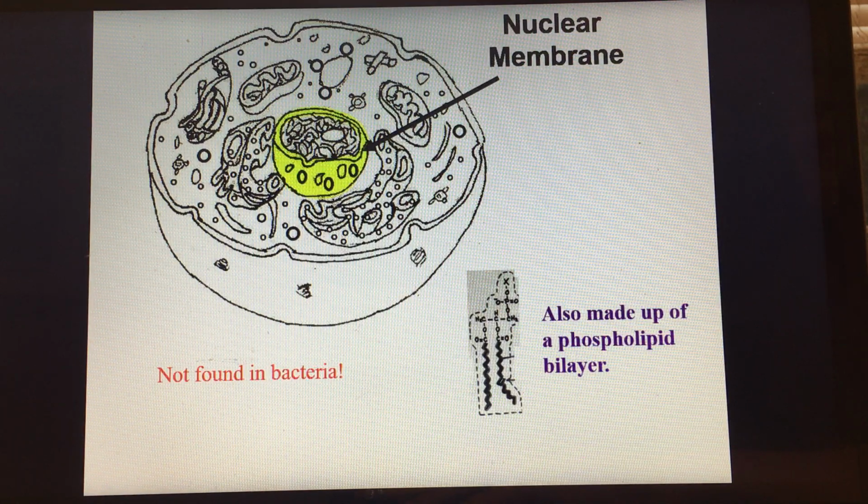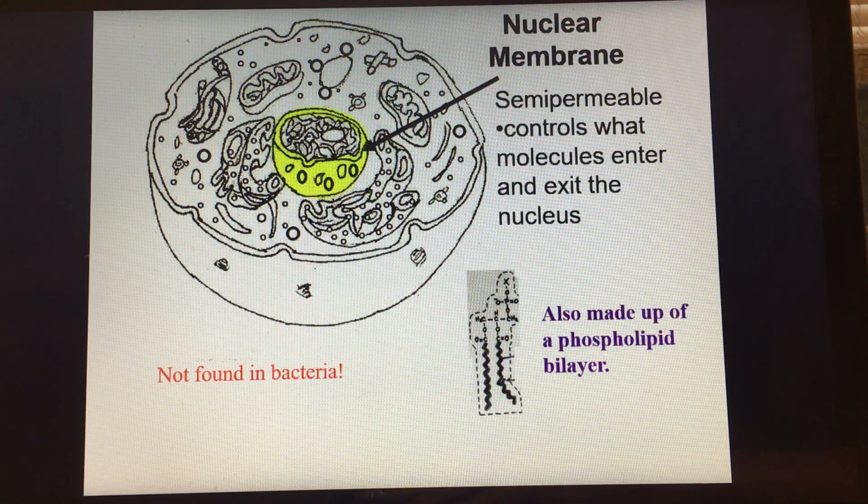So the nuclear membrane controls what goes in and out of the nucleus, and it keeps the DNA separate from the rest of the cell contents. And it's found in every cell except for bacteria. Bacteria have DNA, remember, but no nuclear membrane surrounding it. And the nuclear membrane is also made up of a phospholipid bilayer.